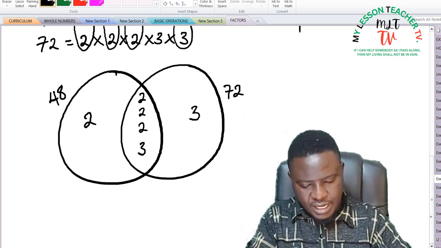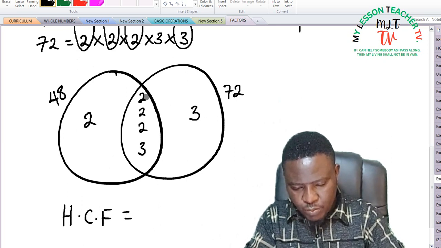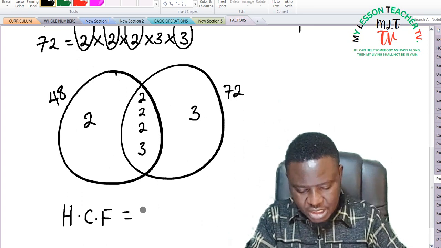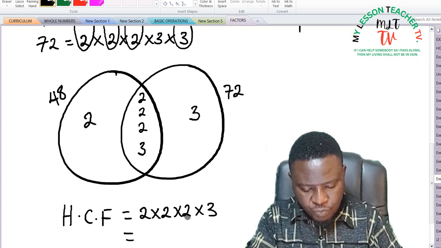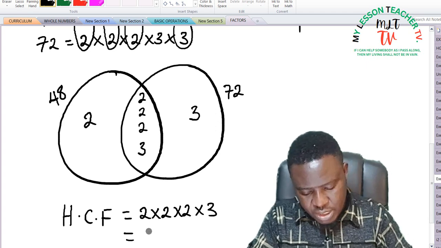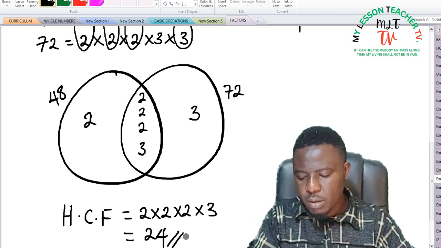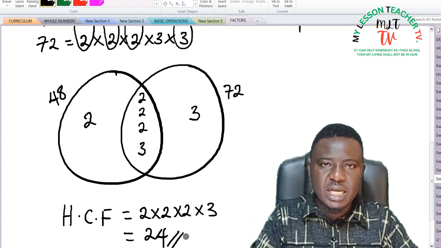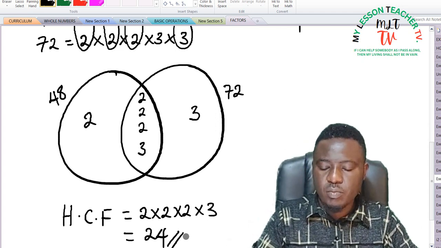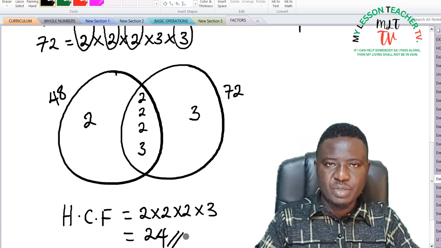So the HCF is said to be the product of all these in the intersection. That is 2 times 2 times 2 times 3. And 2 times 2 is 4. 4 times 2 is 8. 8 times 3 is 24. So 24 is said to be the HCF of 48 and 72. So this is how to do this using diagrams.